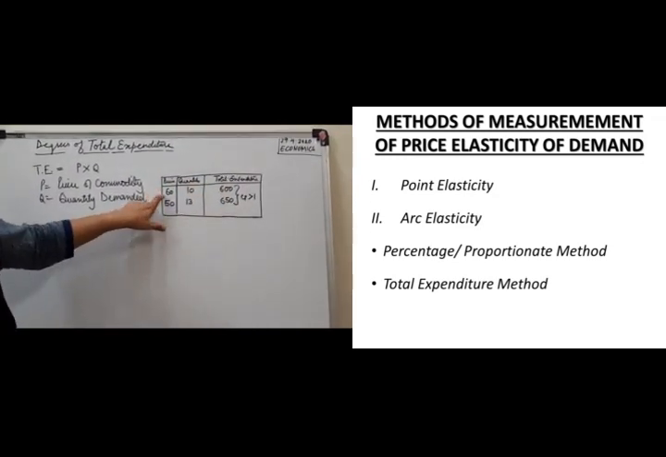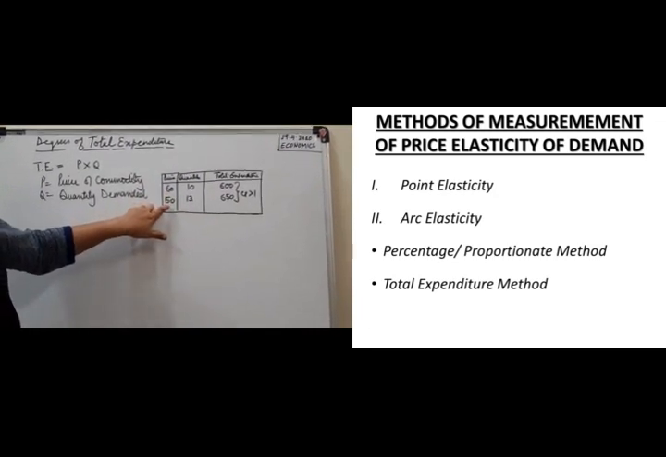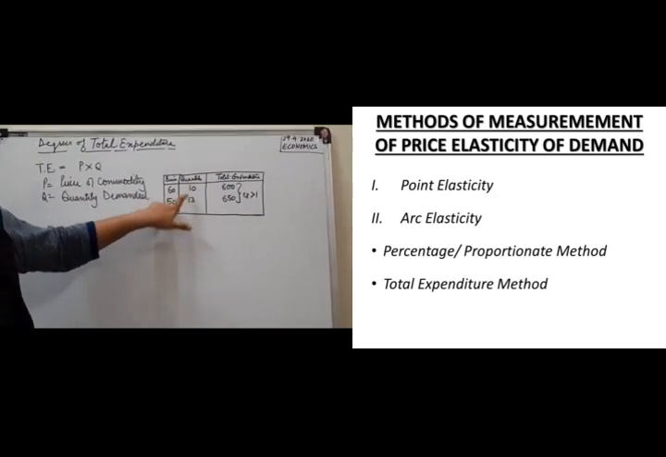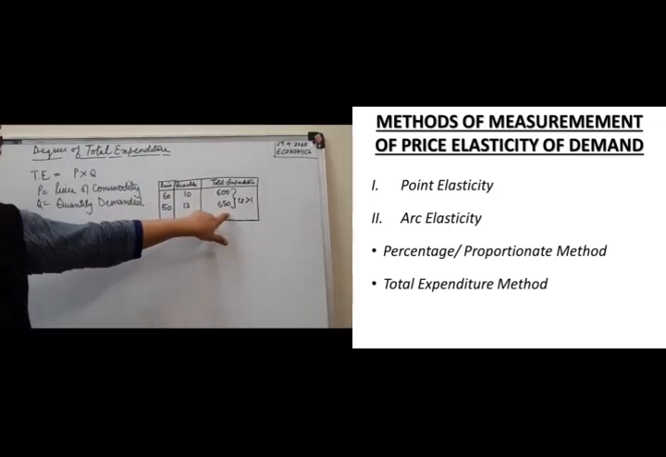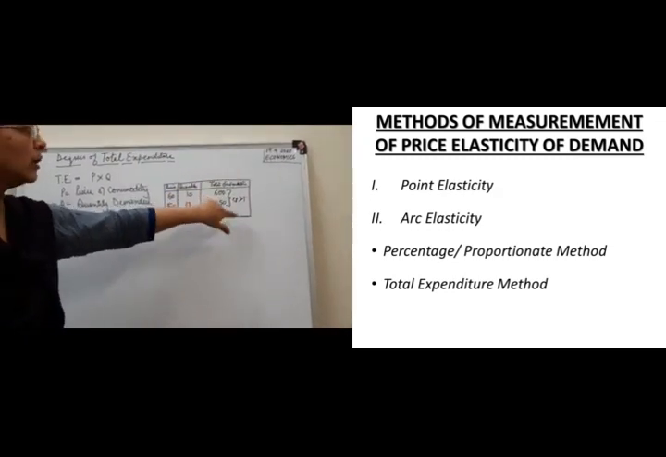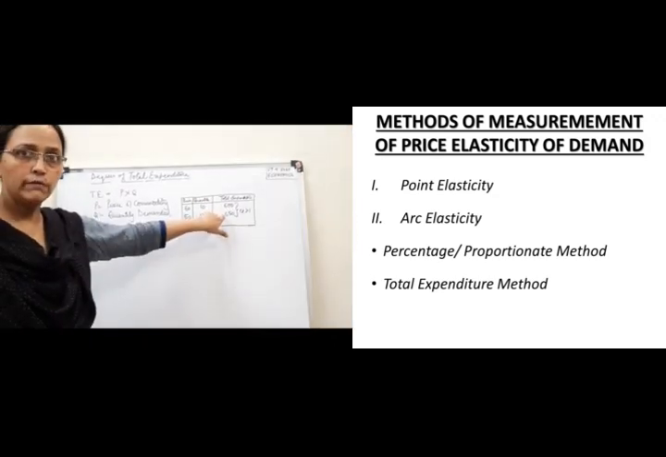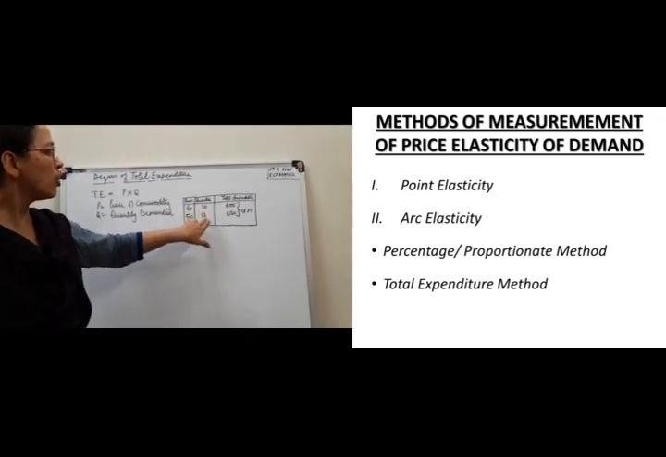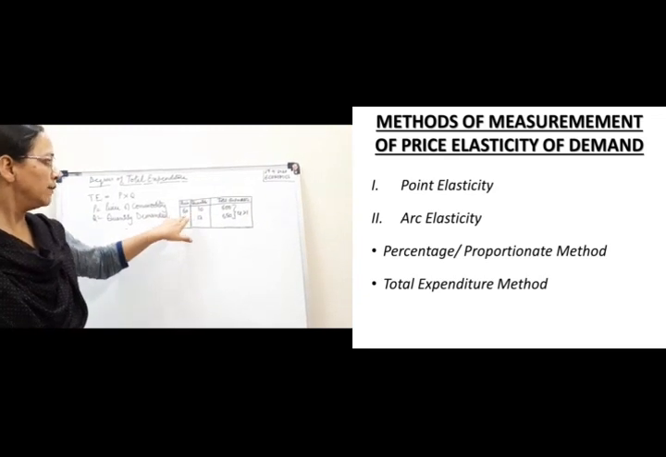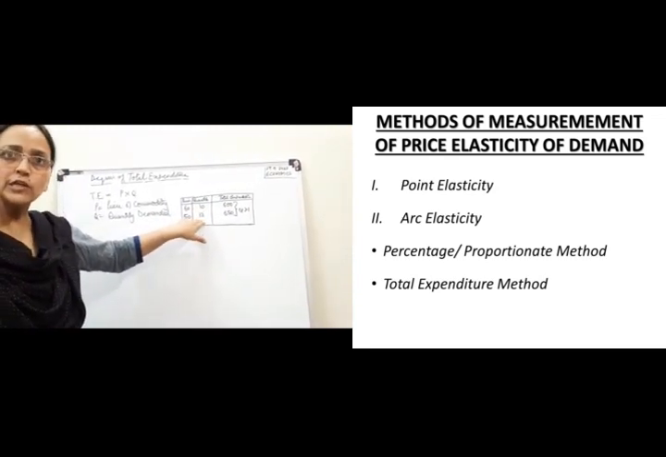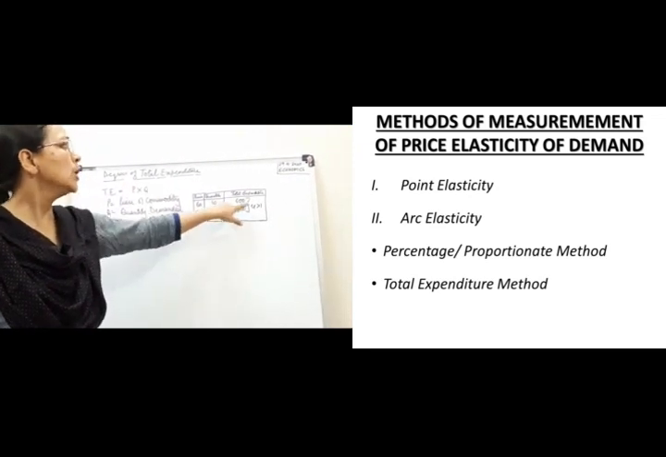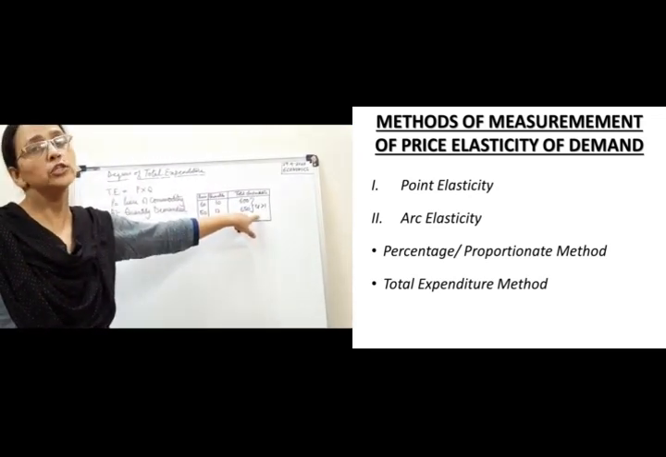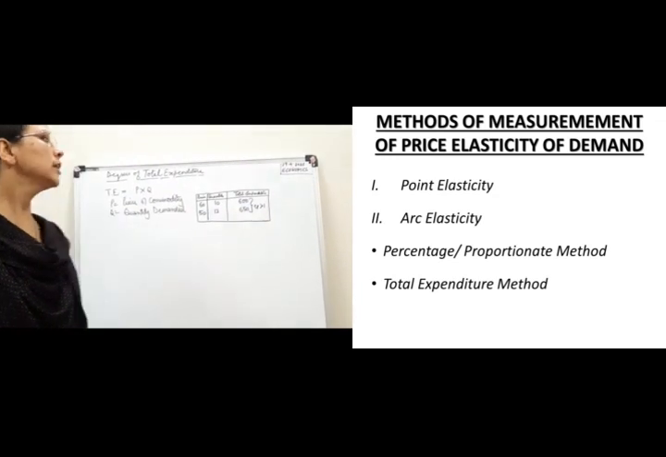When price falls from rupees 60 to rupees 50, the demand increases from 10 units to 13 units. 50 into 13 is equal to 650. Our focus would be here on total expenditure, right? So they are moving in the opposite direction. When the price is falling, the quantity demanded is increasing, and when the expenditure increases because of falling price, we say that elasticity is greater than 1. Let us see it in the diagram.